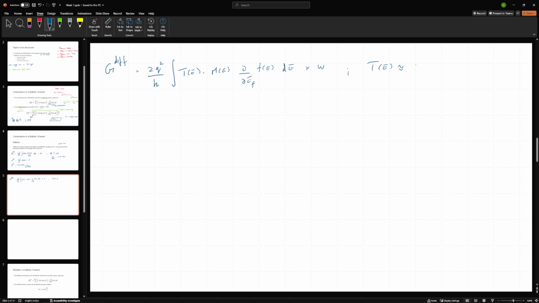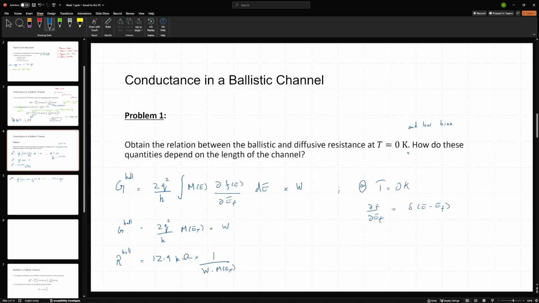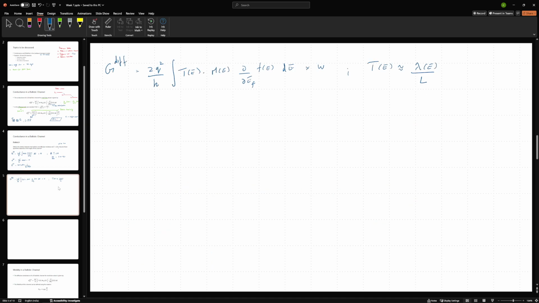Now we know in the diffusive limit T of E is approximately equal to lambda of E upon L. Really sorry, I switched the symbols. Lambda of E upon L. So then I can take the L out. And now what we have to remember is the following. At T equal to 0 Kelvin, this thing will come out to be EF. So again, this quantity we know to be delta E minus EF. That is a known fact.